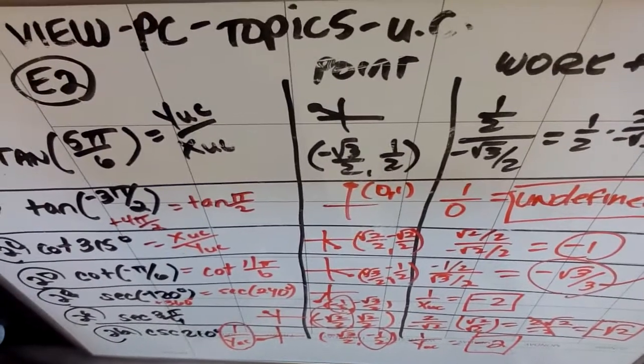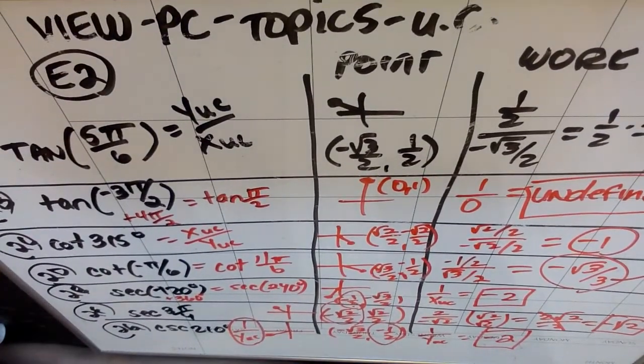I know that's an awful lot of math. As you use the unit circle, you get better at knowing these points by memory without having to look them up, but certainly when you're learning it, it makes sense to use it.